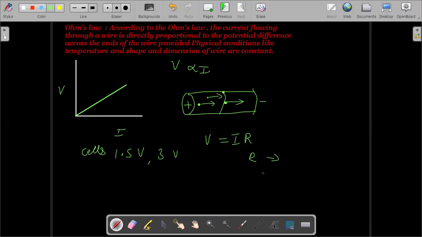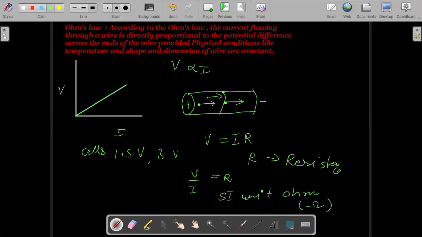R is the constant of proportionality which we call the resistance of the wire. Now we'll see what resistance is and how it is measured. I can write resistance R as V over I. It is the ratio of potential and current. The ratio of potential and current for a given wire is a constant. The SI unit is ohm.